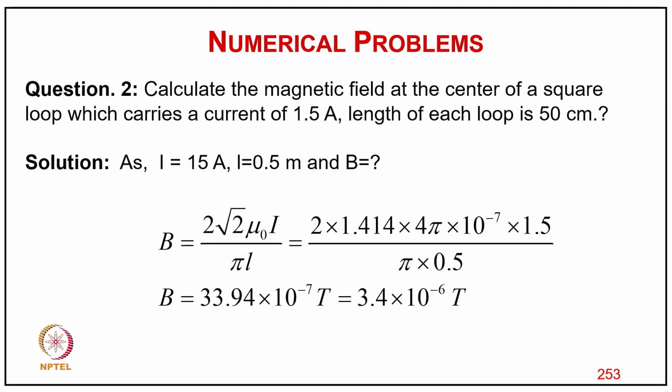Question 2: calculate the magnetic field at the center of a square loop which carries a current of 1.5 ampere. The length of the loop is 50 centimeter.